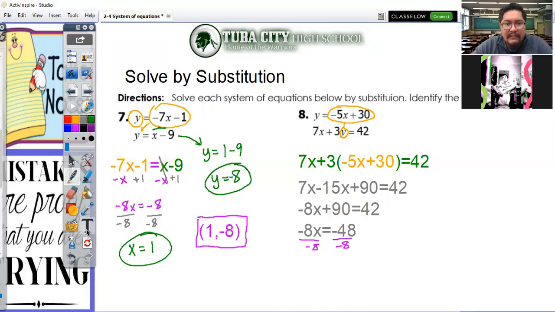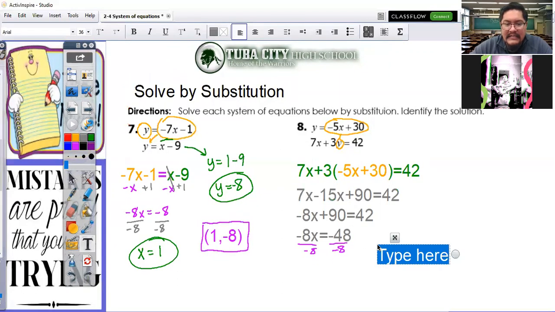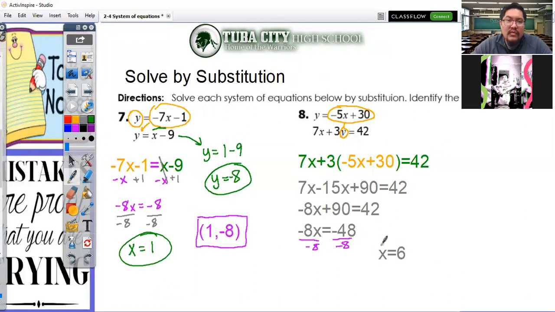And I think we should be able to get our x value. So in this case, x equals 48 divided by 8, it's going to be 6. So we got our first one here. First value is 6. But again, we're not done just yet. This is only one part of the solution. The other part is that we're going to have to plug x back into one of these.